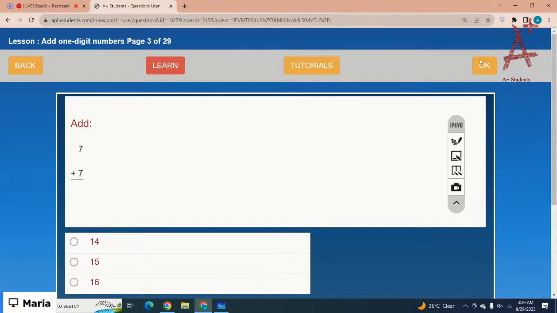7 plus 7. Which is the correct option? 7 plus 7 makes 14. The correct option is 14.